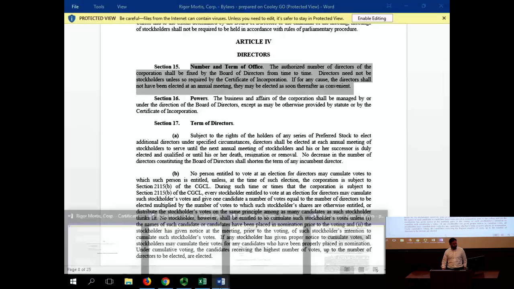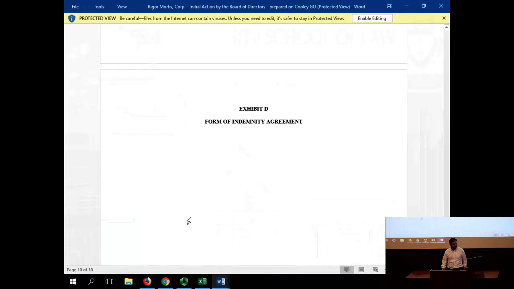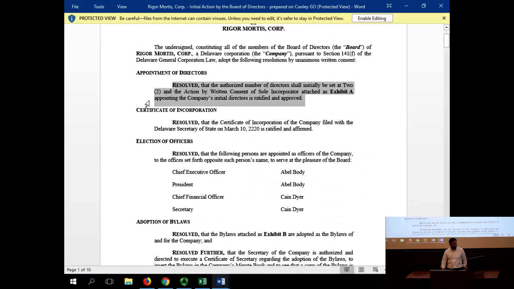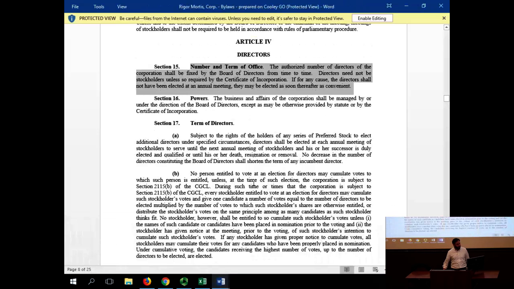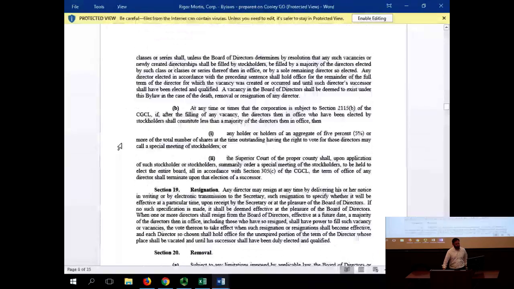Where did the board do that? If you went back to the resolutions, the number of directors shall be 2. So the certificate of incorporation said it's set in the bylaws, the bylaws said it's set by the board, and the board set it to 2. That provides maximum flexibility for changing our number of board directors. But the bylaws can set that. It talks about the power of the directors, their term, et cetera, et cetera.